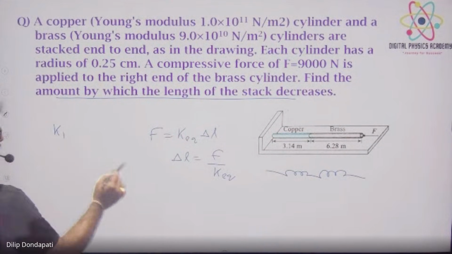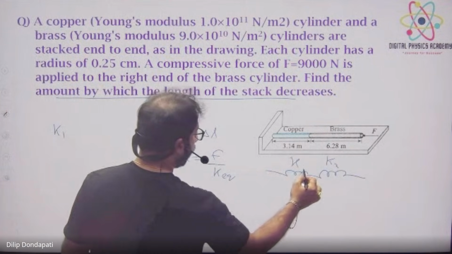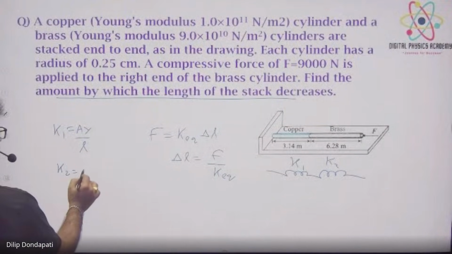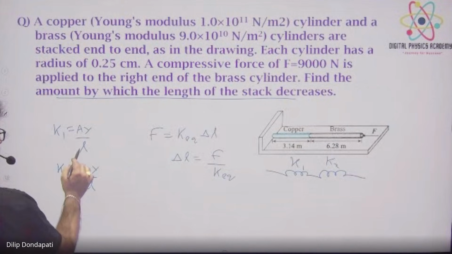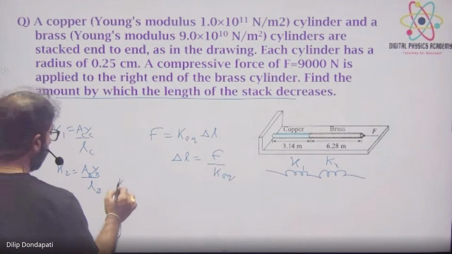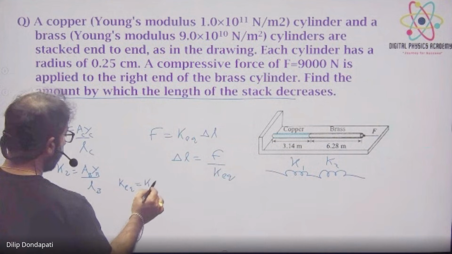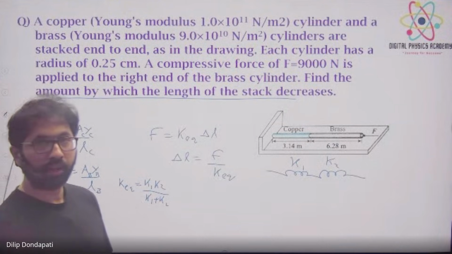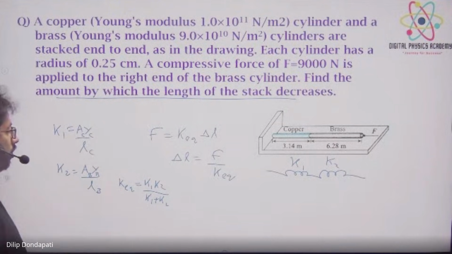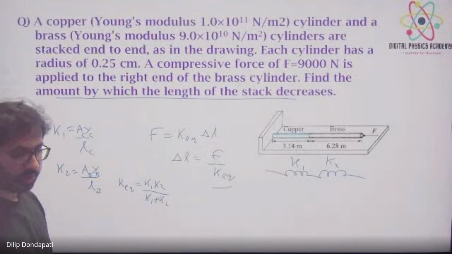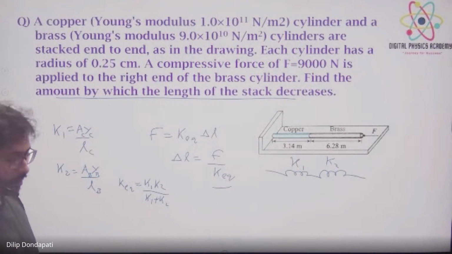k1 you know already. k1 is AY by l and k2 is AY by l, one for copper and one for brass. After getting k1 and k2, it is a series, so what will k equivalent be? You can use this one also, k1 k2 by k1 plus k2, because 1 by k equals 1 by k1 plus 1 by k2. Then finally substitute after finding k equivalent. The force is given as 9,000 newtons. Use the calculator properly.